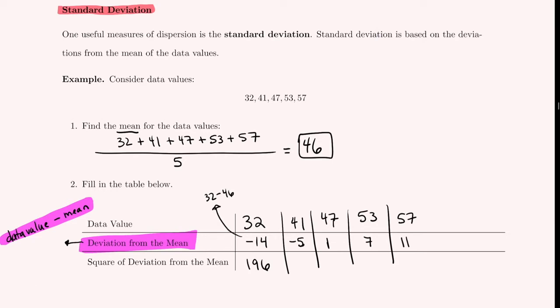Now negative 5 squared is 25, 1 squared is 1, 7 squared is 49, and 11 squared is 121. And again, where am I getting these values? I'm taking the entry and I'm squaring it.